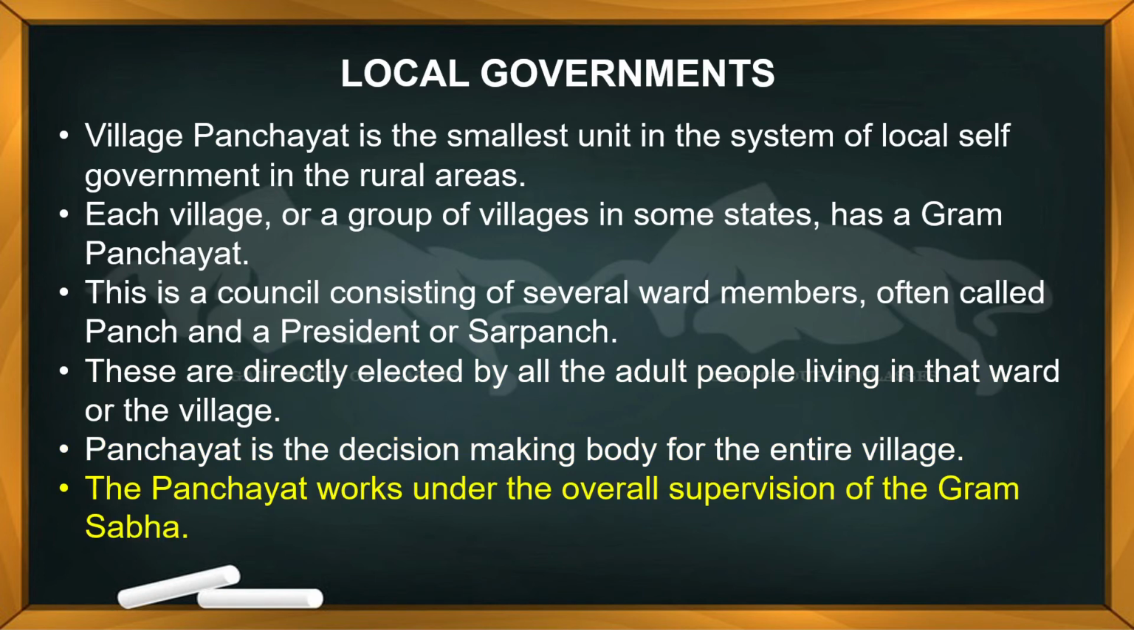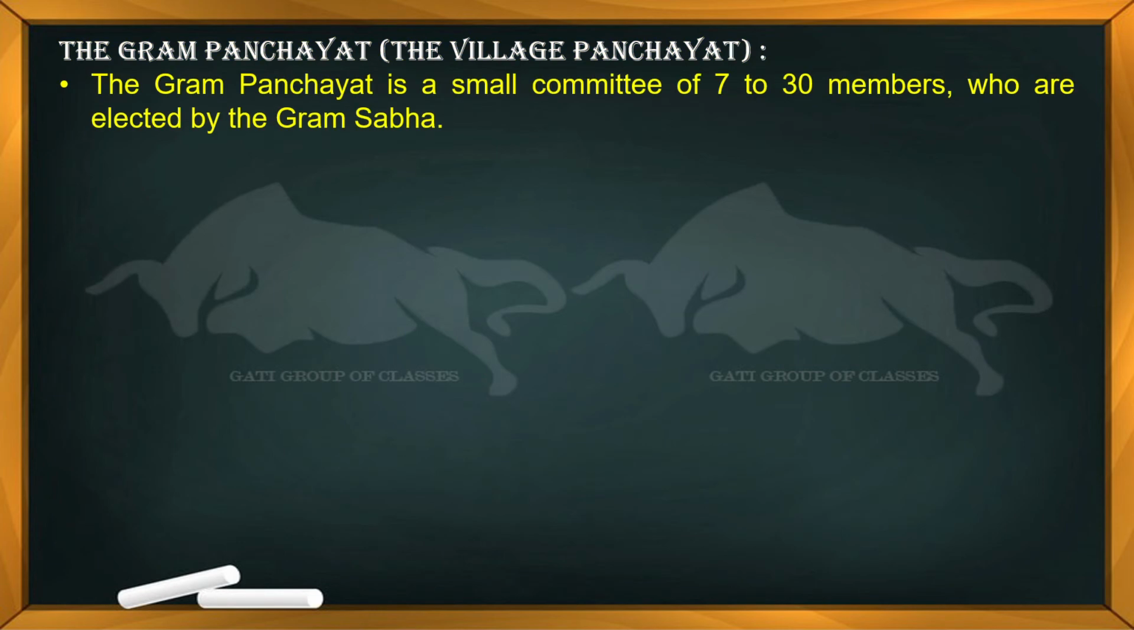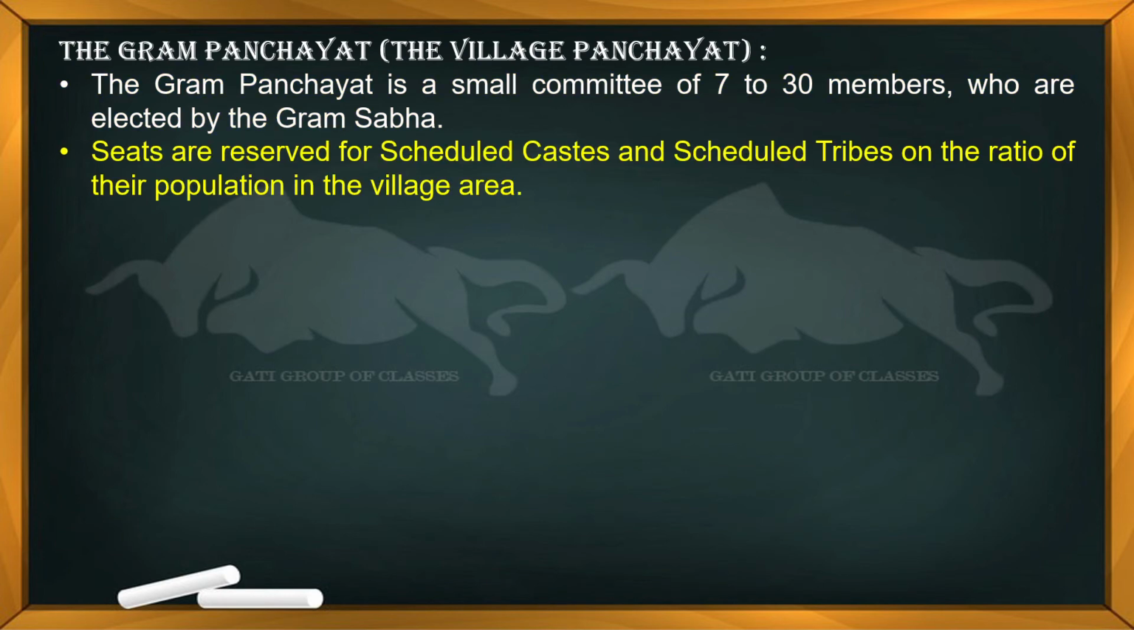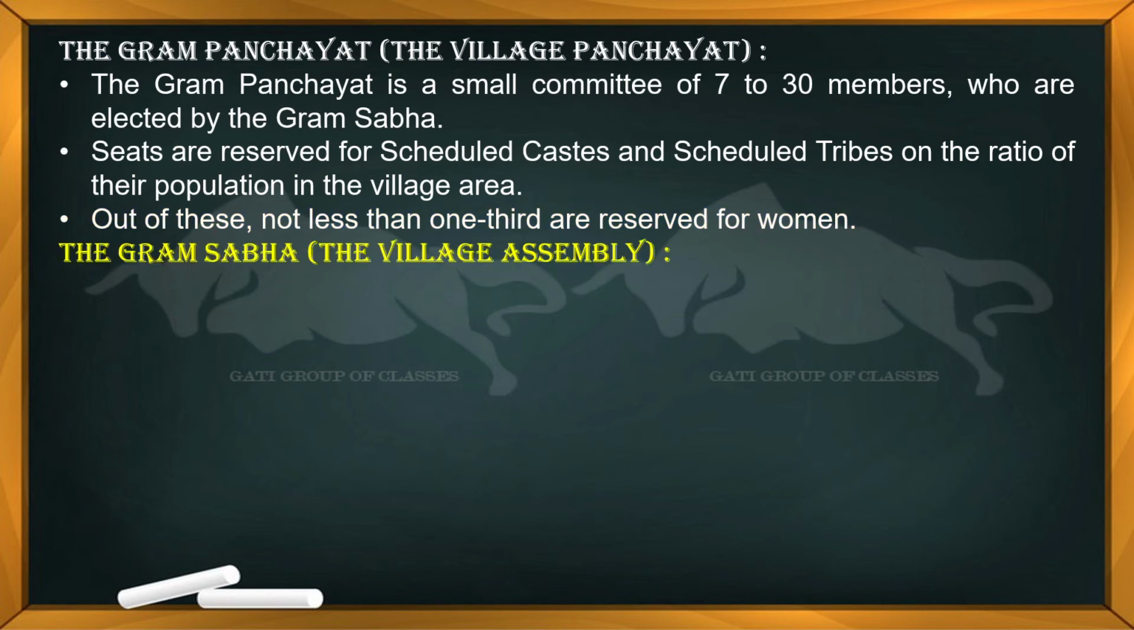The panchayat works under the overall supervision of the Gram Sabha. So let's see what the Gram Panchayat, the village panchayat, is. Gram Panchayats are small committees of 7 to 30 members who are elected by the Gram Sabha. Seats are reserved, as we already know, for the Scheduled Castes and Scheduled Tribes, in proportion to their population in the village area. Out of these, not less than one third are reserved for women also.